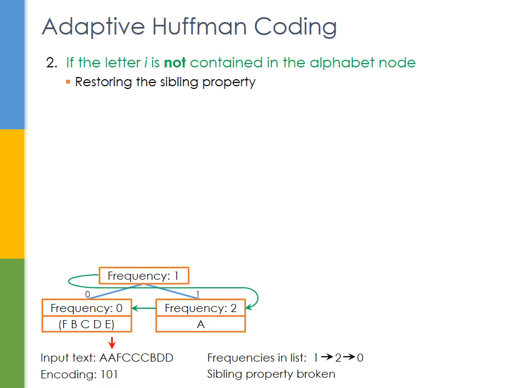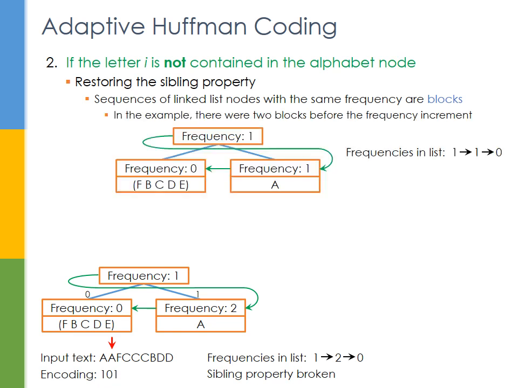So how do we go about restoring the sibling property once we've detected that it's been violated? We use the linked list structure in order to do this. And within the linked list, we have the notion of blocks. Blocks are sequences within the linked list of nodes that all have exactly the same frequency.